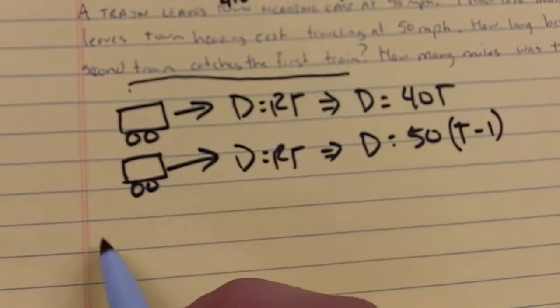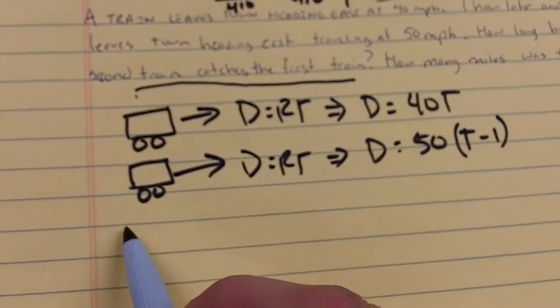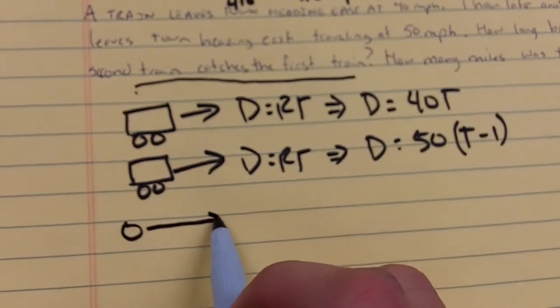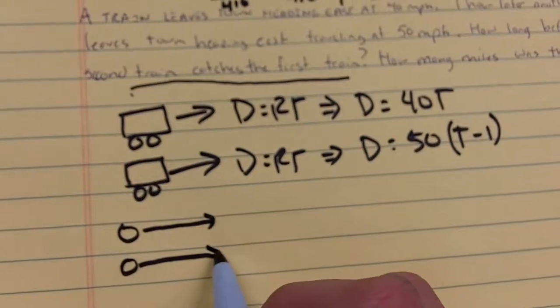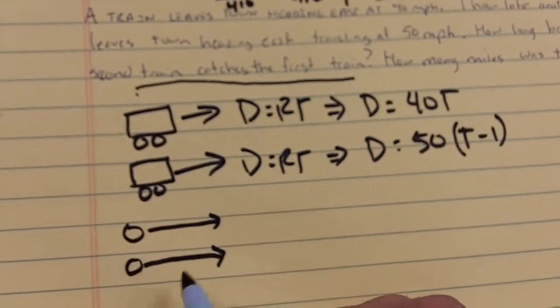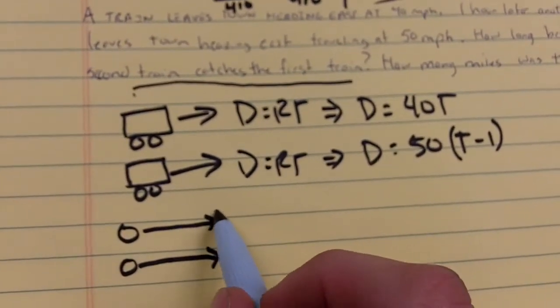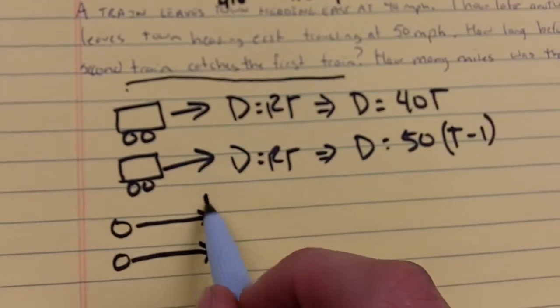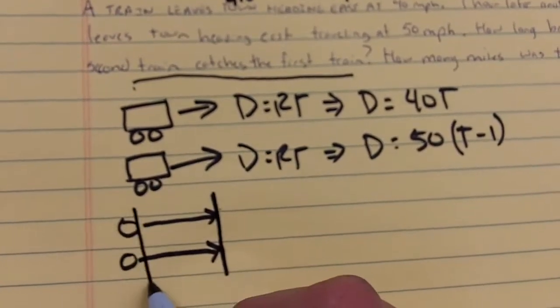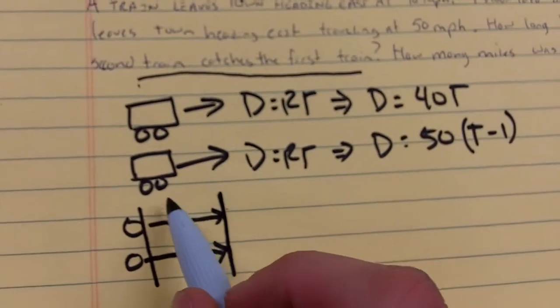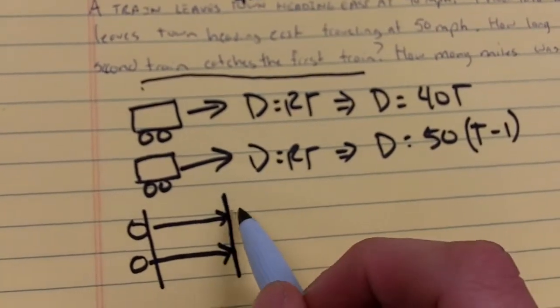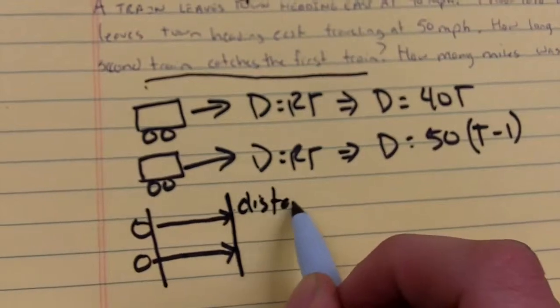If I want to know when the second train catches the first train, here's my two trains taking off, here's my trains going again. I know this one left later, but I want to know, when are they at this exact same spot right here? When are they both at that exact same spot? Well, if they left from the same spot and they finished at the same spot, what do I know about the distances? They're the same. D's are the same. Distances are the same.